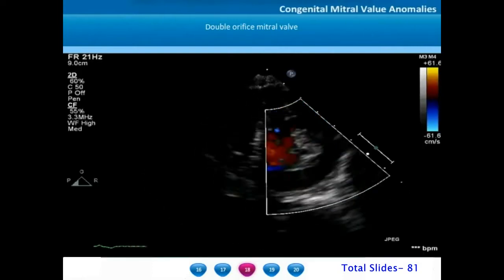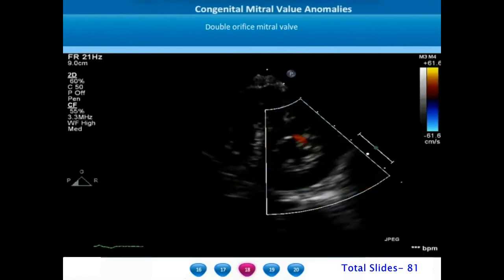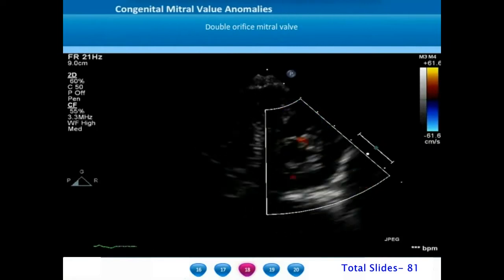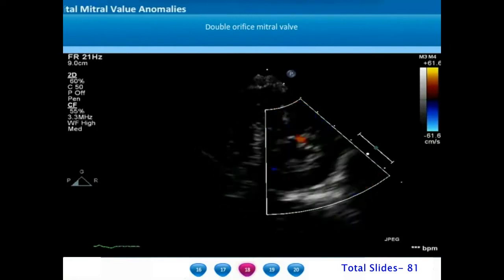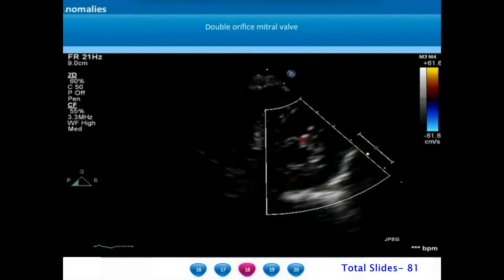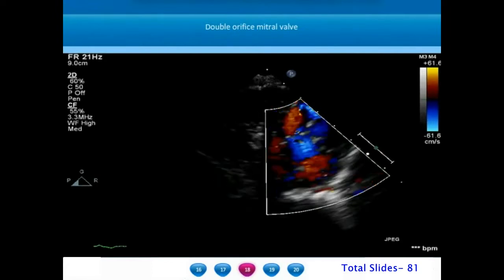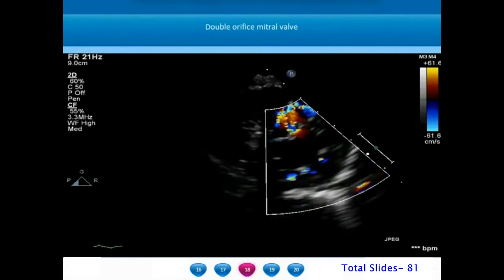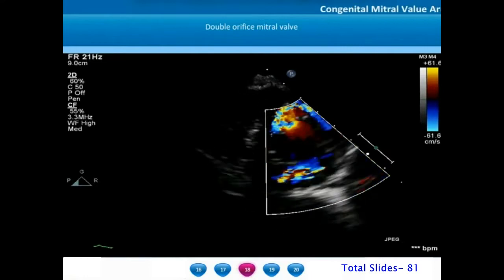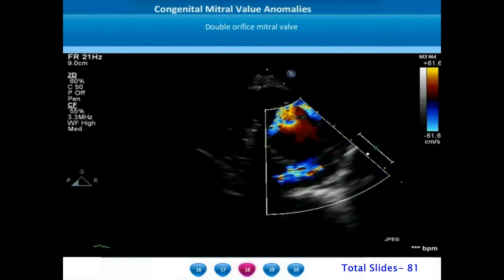When we look at the short axis of the left ventricle from a parasternal window, we are able to appreciate a larger anterior orifice of the mitral valve and a smaller posterior orifice of the mitral valve. So these are the two orifices of the double orifice mitral valve. Both these orifices will have separate groups of chordopapillary apparatus.